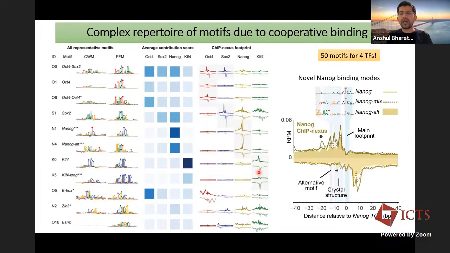Okay. In the interest of time, I'll just skip this. You can check out the paper, but we did find interesting variations of the Nanog motifs. Some of them have nice validation from previous crystal structure experiments of the Nanog protein bound to DNA.